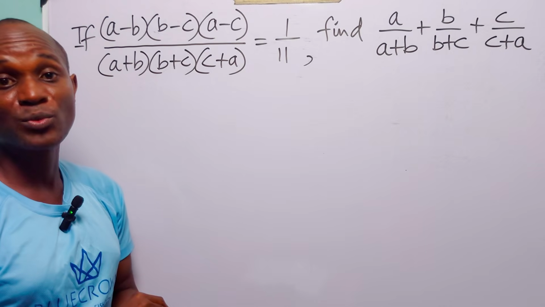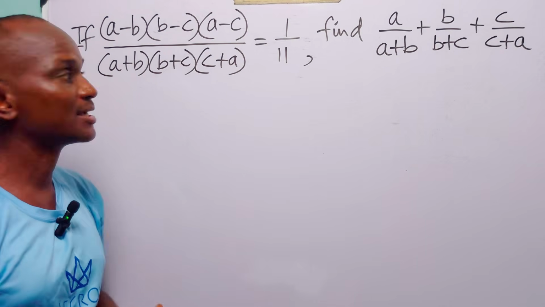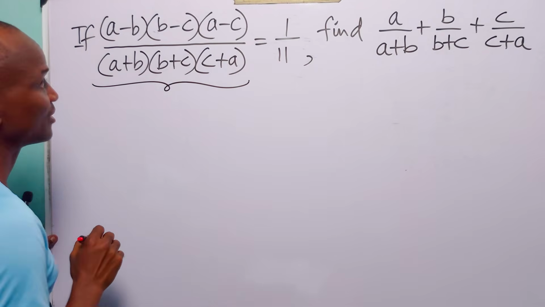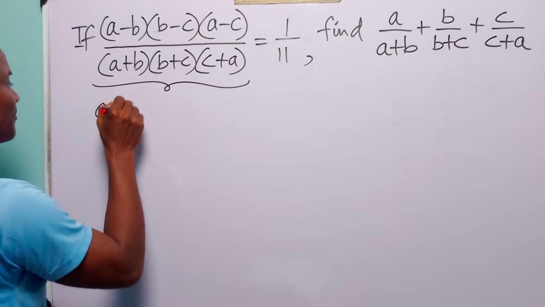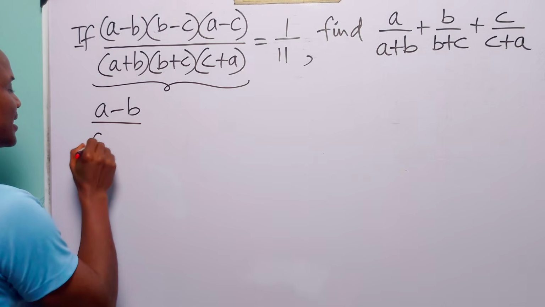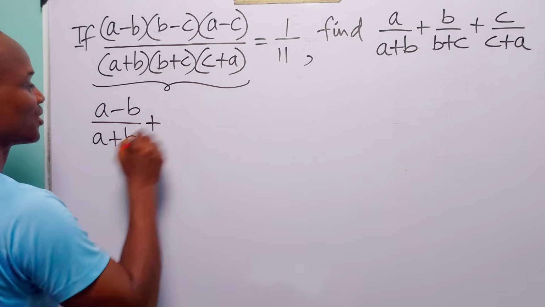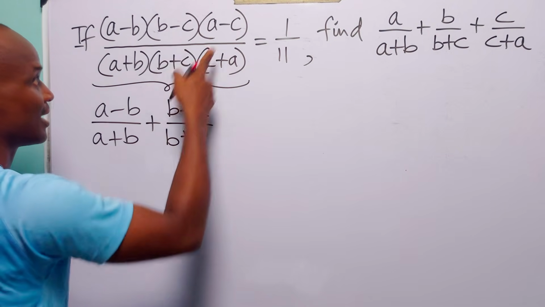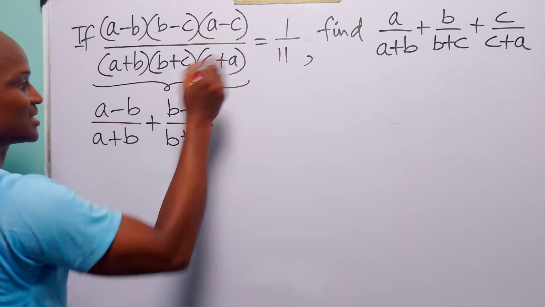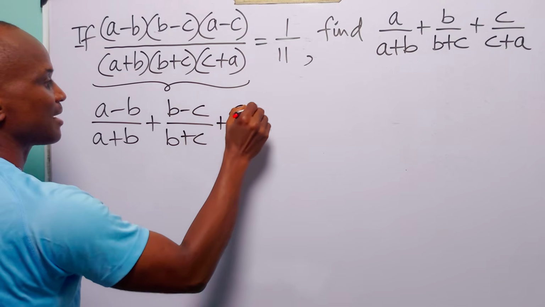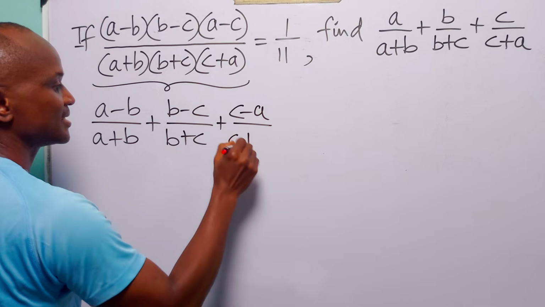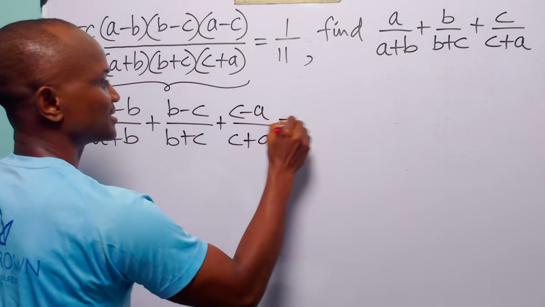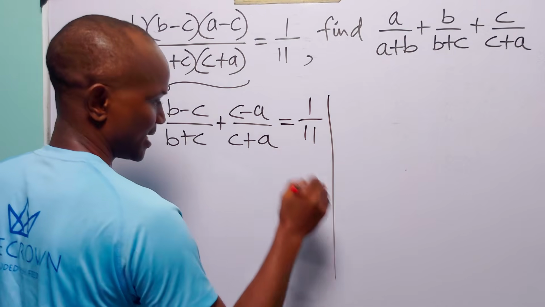Now, there's a very simple way of solving this problem. The trick is to realize that we can write the expression on the left-hand side of this equation as A minus B over A plus B, times B minus C over B plus C, and here, instead of A minus C, we have C minus A over C plus A. And of course, this is going to be equal to 1 over 11.